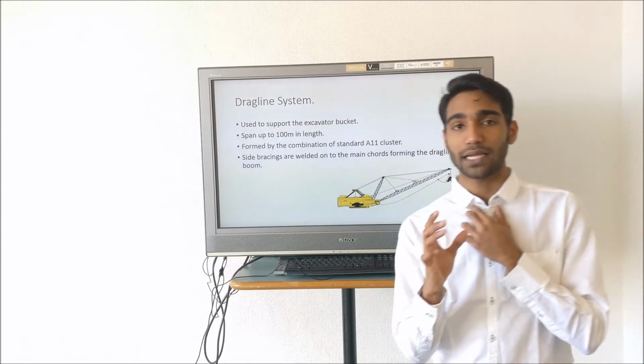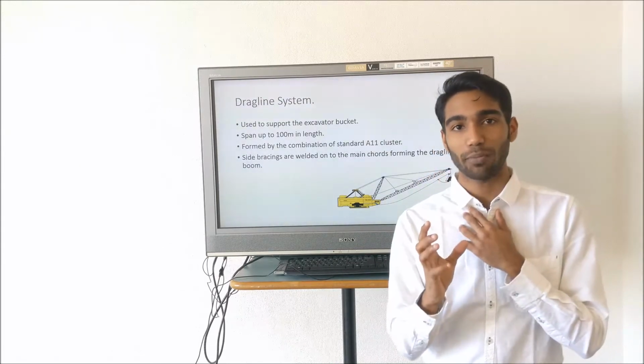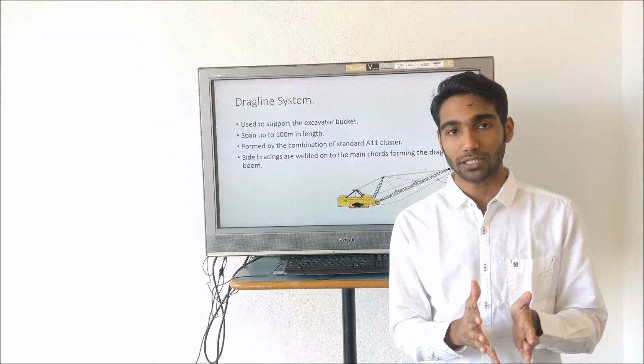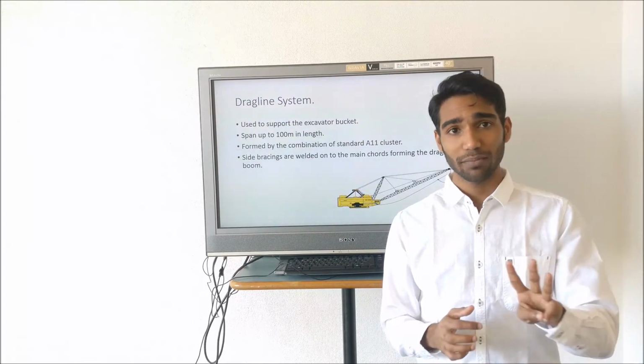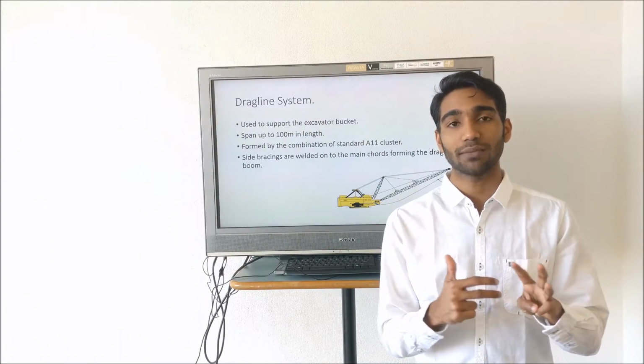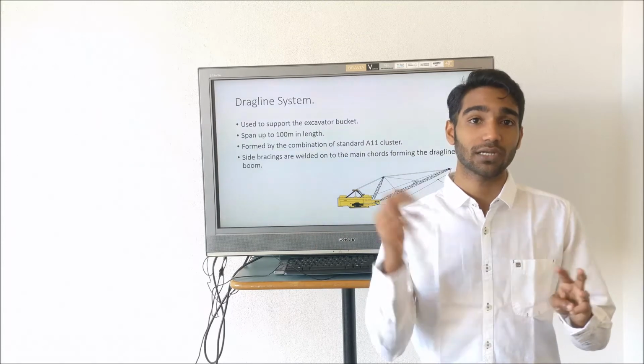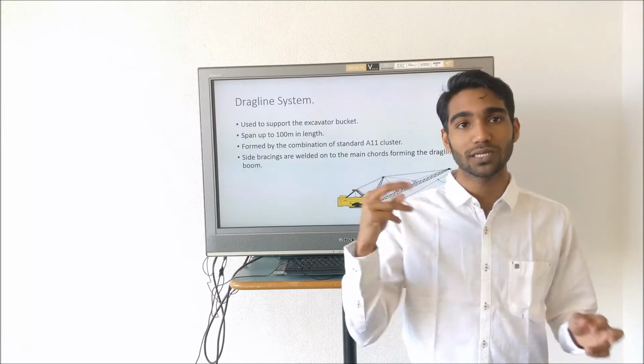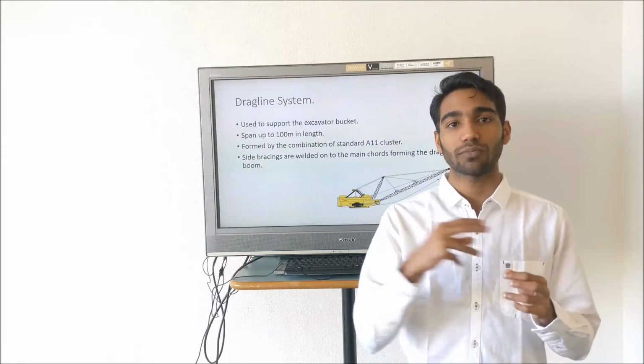Now the formation of the dragline boom. A standard dragline boom is basically formed by the combination of A11 clusters, that is, there are three main chords onto which the side bracings are directly welded, and the combination of these structures forms the dragline boom.